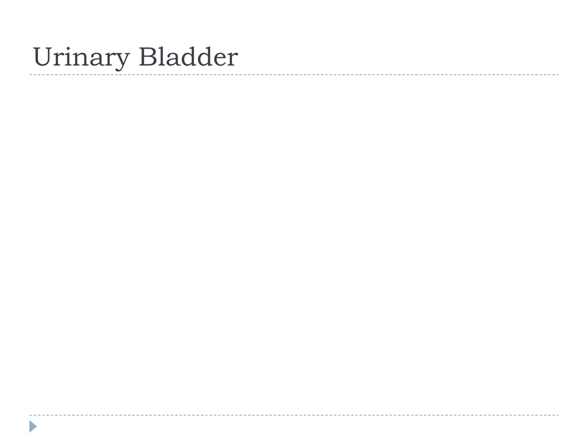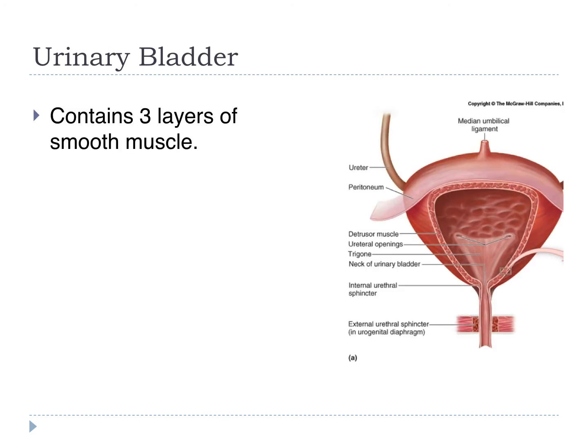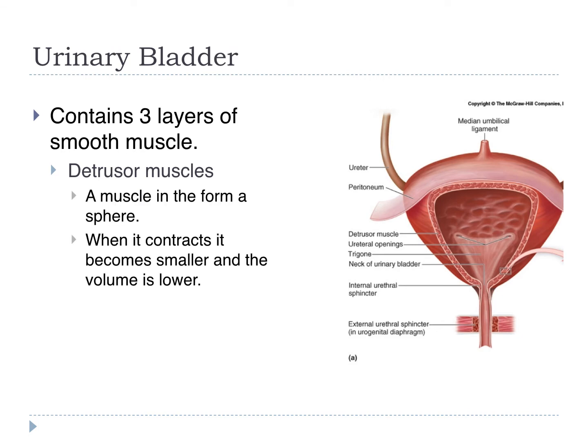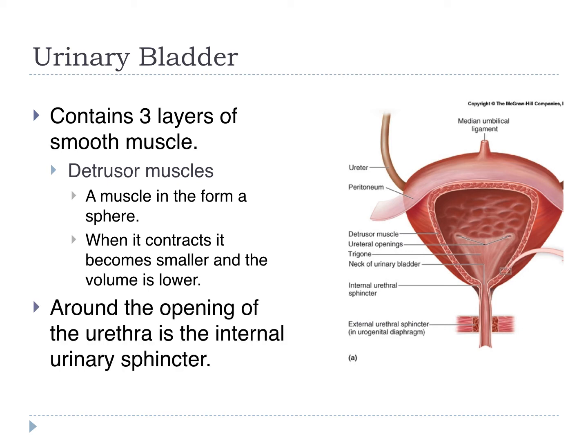The urinary bladder also has three muscular layers, and all of them are smooth muscle. You do not control them. These muscles are known as detrusor muscles, which is a fancy way of saying they form a circle or a sphere. When your detrusor muscles contract, they become smaller, and therefore they release the volume on the inside, so volume is lower. Around the opening of the urethra, we see the first of two sphincters, which would be your internal urinary sphincter. This is involuntary, meaning you don't control it. If you have to go and you're not at a bathroom, you need to make your way there. But good news, we've got an additional doorway, which we'll talk about here.